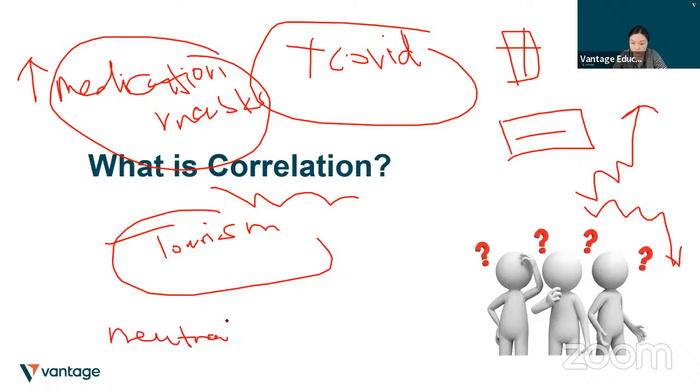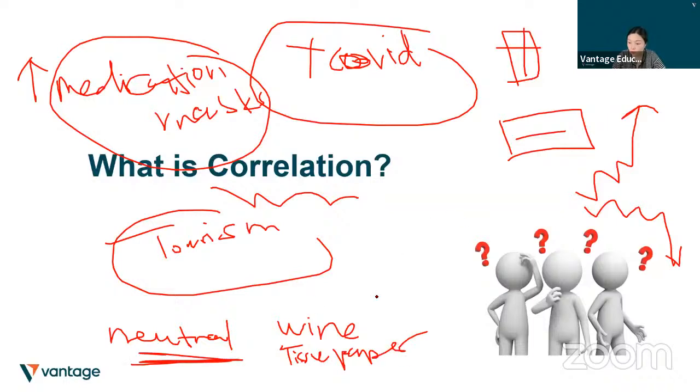What is neutral? Maybe the amount of wine being consumed. It doesn't relate. If I have more COVID cases, it doesn't mean people drink less wine. Or the sale of toilet paper or tissue paper. These are neutral; there's no correlation at all. So when we talk about correlation, it usually means they are positively or negatively correlated in most cases.